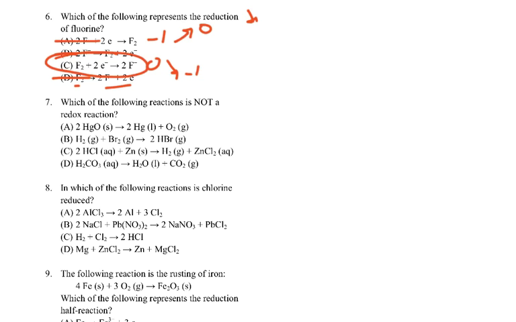Number 7. Which of the following reactions is not a redox reaction? We're looking for not a redox. One big clue: if you see a neutral element, then it is absolutely a redox reaction, because it's 0 on one side, and it's not going to be 0 on the other. So if you see neutral elements, you can knock that off. That is not an answer because of O2. H2 and Br2, that's not the answer. Here we have zinc and hydrogen. That's not the answer. So the answer here must be D.